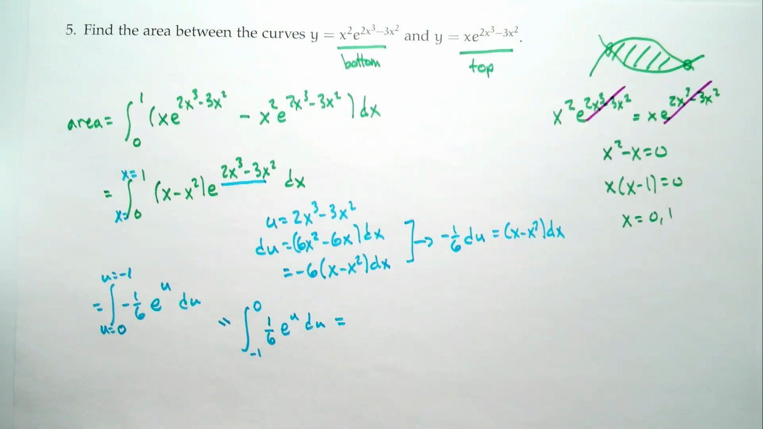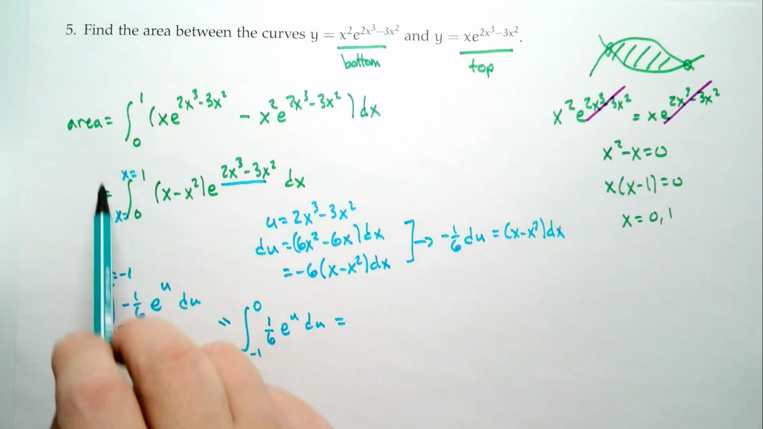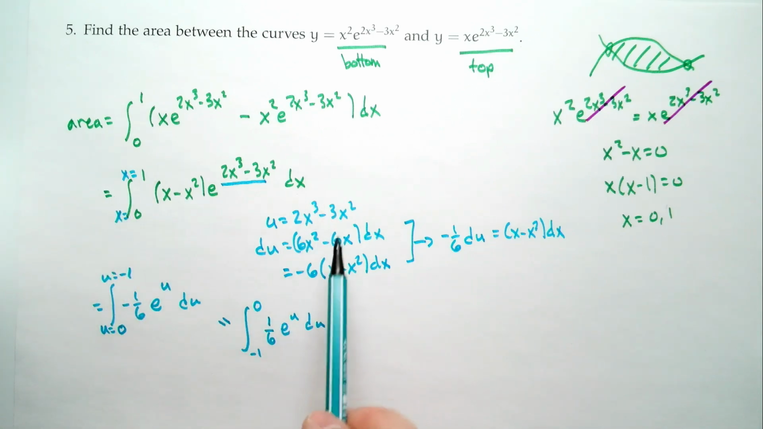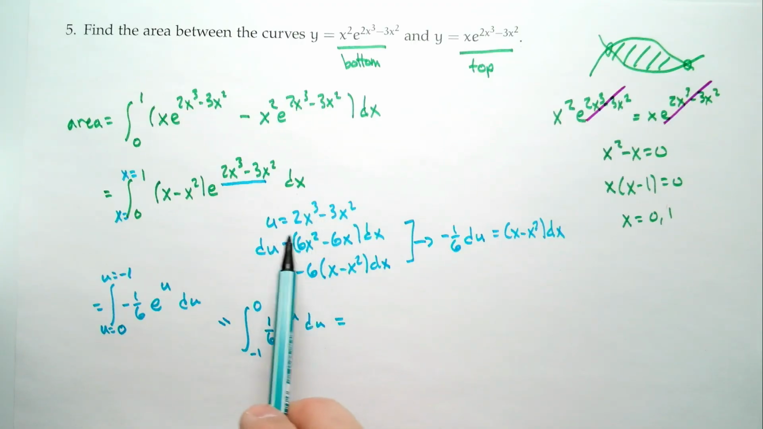Yes? So to find the u bounds, what equation do you plug into? The answer is the x bounds: you take whatever x is, and you substitute it into your equation for u. So if x equals 1, put x equals 1 into here, and you get u equals negative 1.